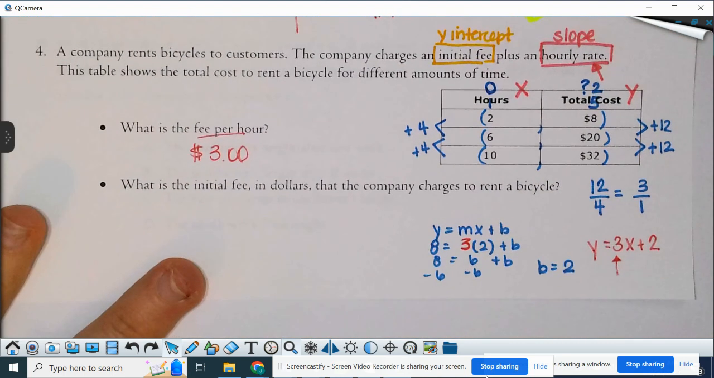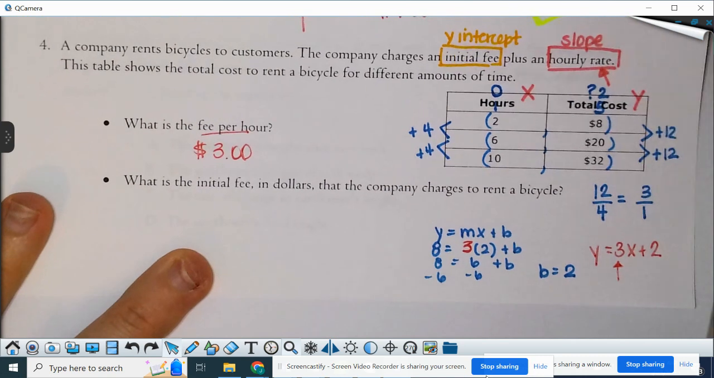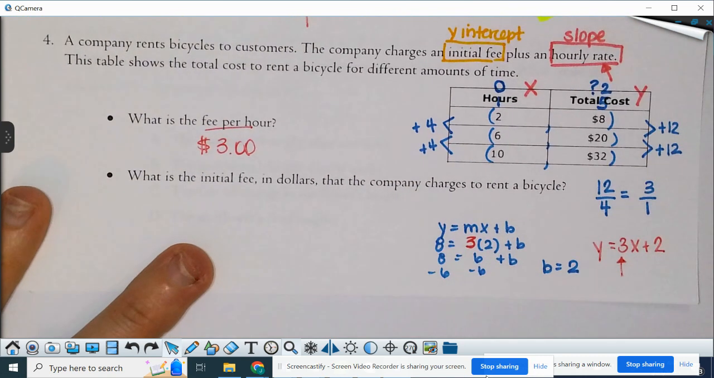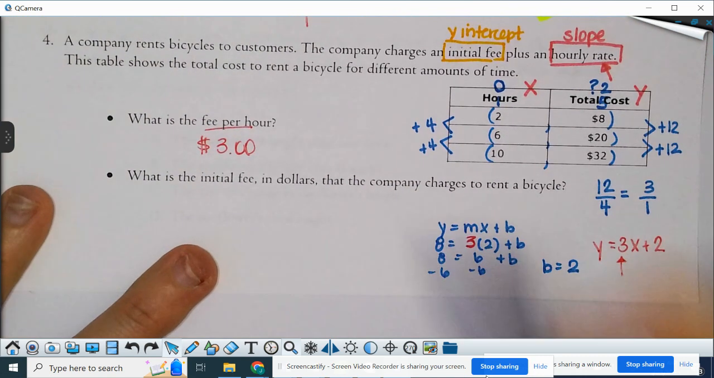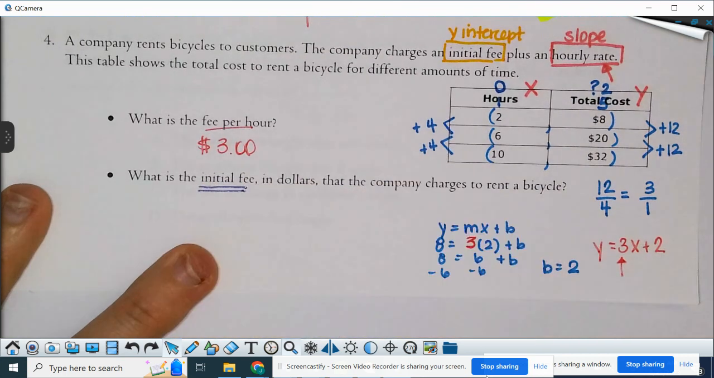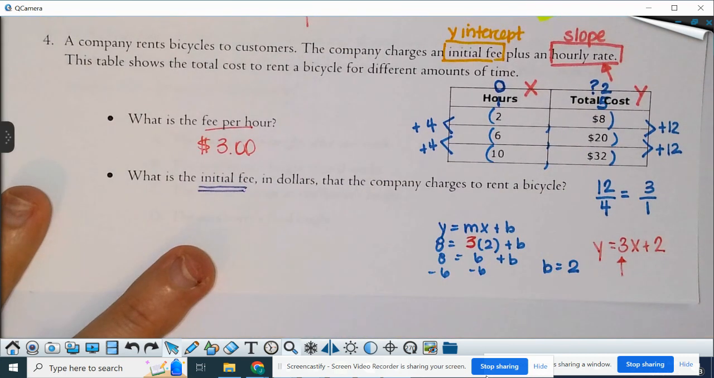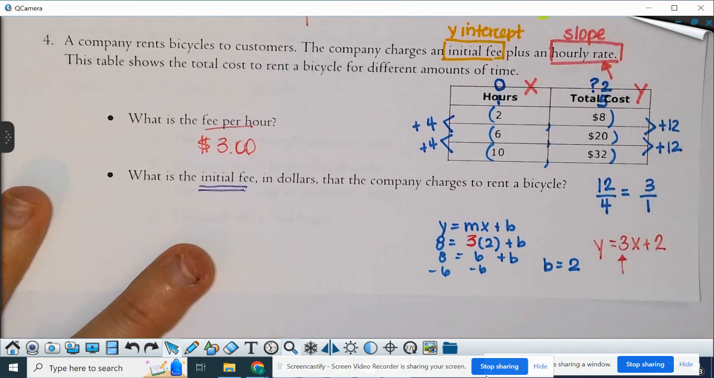What is the initial fee in dollars that the company charges to rent a bicycle? Initial fee, I'll ask it again one more time. What's another word for initial fee? If we're thinking y equals mx plus b, is that the slope or the y-intercept? Y-intercept, good.